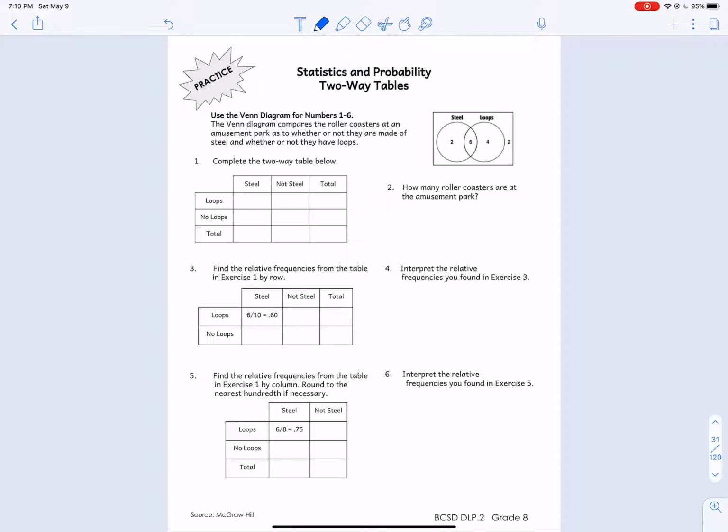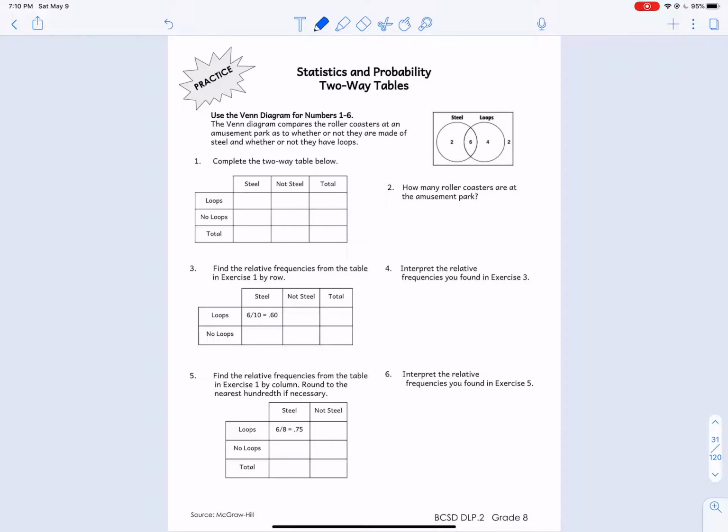So this is a two-way table, and the data is about roller coasters at a theme park or an amusement park, and I can't ask a roller coaster question, but you can observe. So basically, is it made out of steel or not? Okay, so probably steel or wood, but we don't know. So steel or not. And then does it have loops? Yes or no. So that's it. So we went around, counted them, and marked it down.